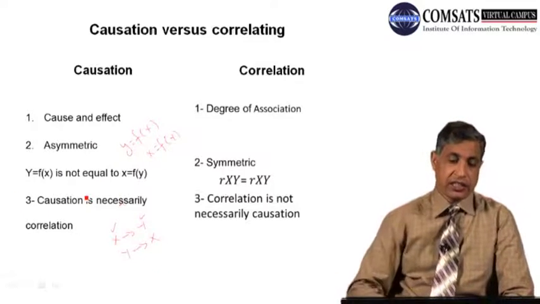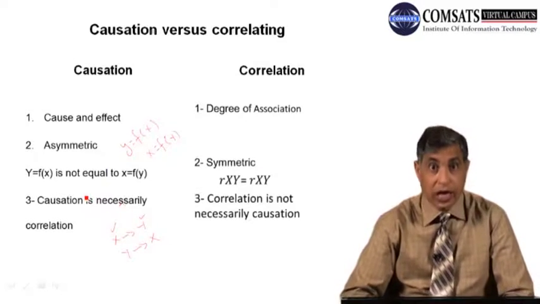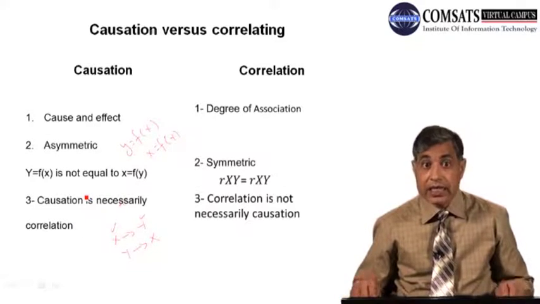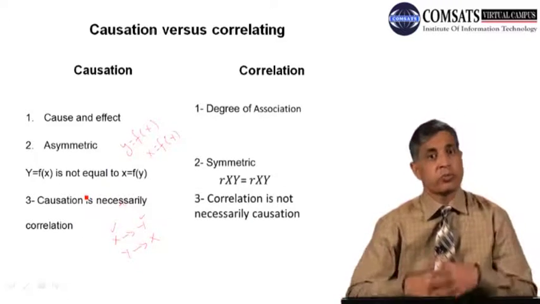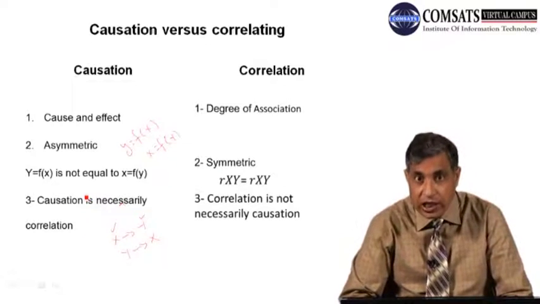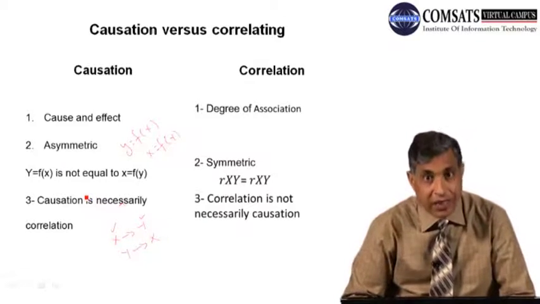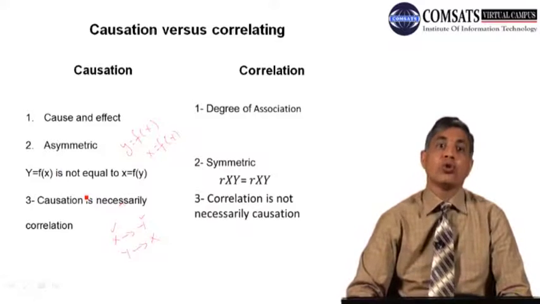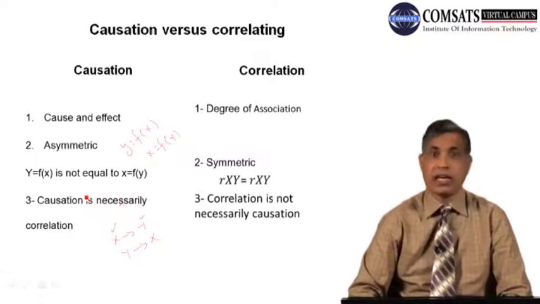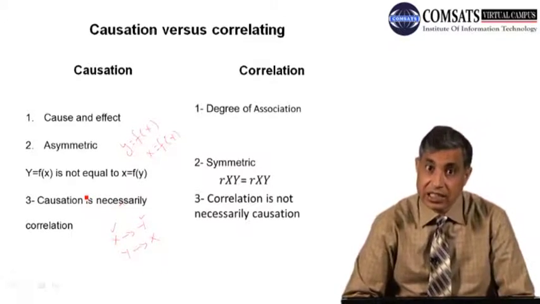And the third difference is, causation is necessarily correlation. If one variable is causing the other variable, then definitely there is correlation between x and y. On the other hand, if there is correlation, it is not necessarily causation. The correlation may exist, but there is no theory and no guarantee that one variable is causing the other. They are only correlated, but causation doesn't exist.